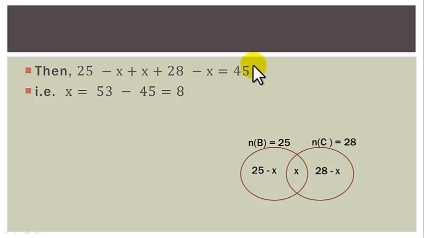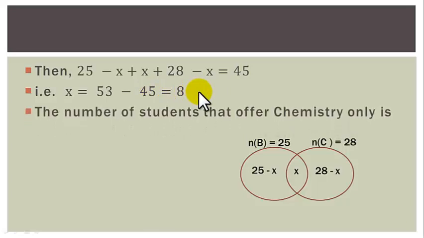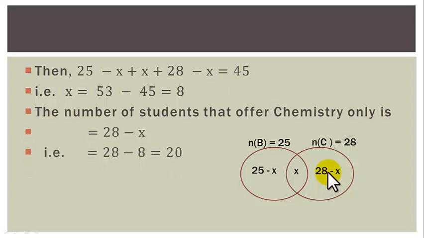Then bringing 45 to the left, that will be 53 minus 45. And taking minus X to the right, that will give us X. That is, X is equal to 53 minus 45, which is equal to 8. So therefore, the number of students that offer chemistry only, which is this portion, is 28 minus X, which is equal to 28 minus 8, and that is equal to 20.